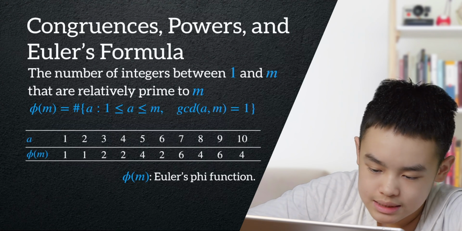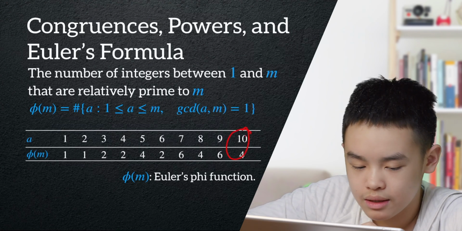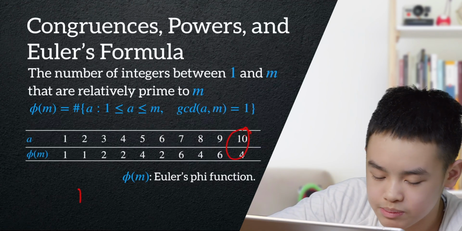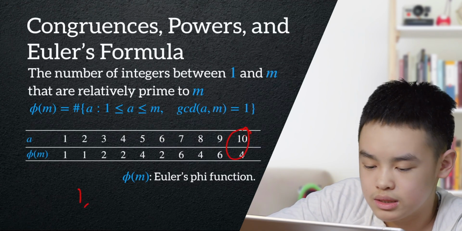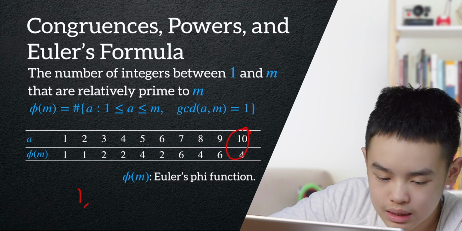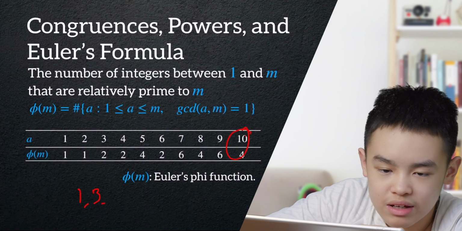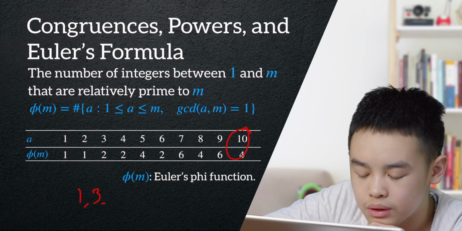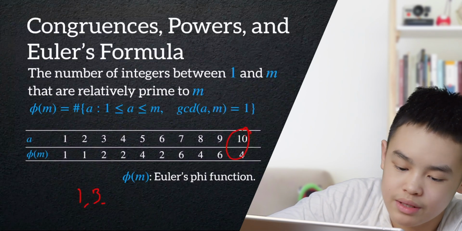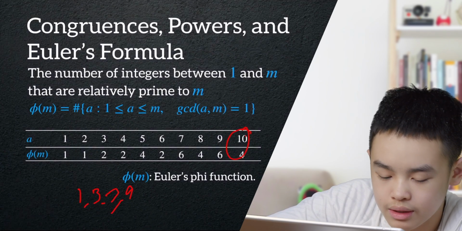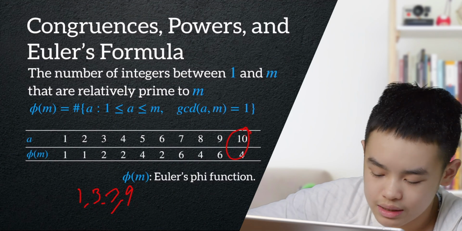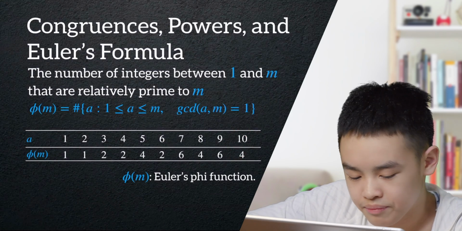Let's take an example, 10. Well, 1 is certainly one of these numbers. Is 2 okay? No. 3 is okay. 4, 5, 6 are all not okay, but 7 and 9 are. So phi 10 is equal to 4.